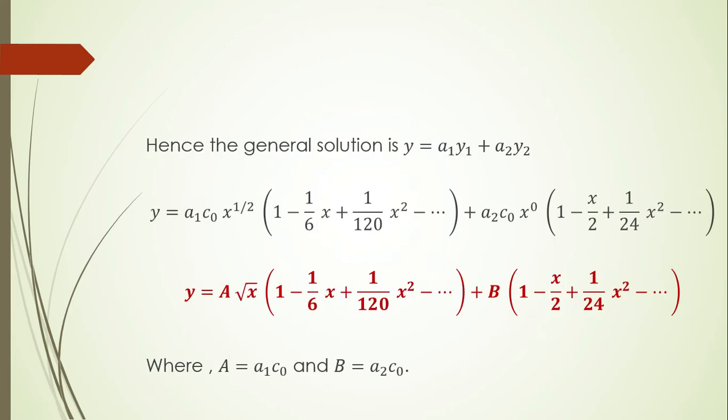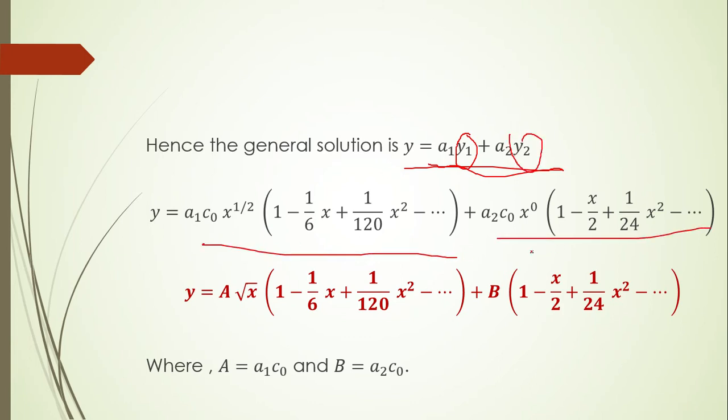And last, the general solution, y is equal to a1 into y1 plus a2 into y2. Substitute the values of y1 and y2, we get this. So y is equal to this; this is an arbitrary constant, so we can take a, and this is an arbitrary constant, so we replace it by b, and this is the general solution.